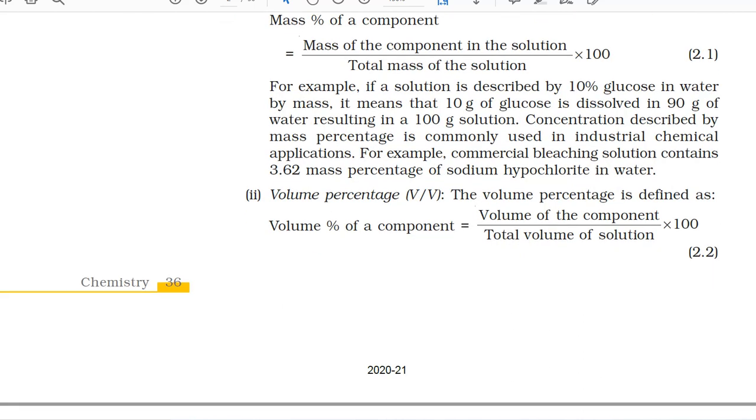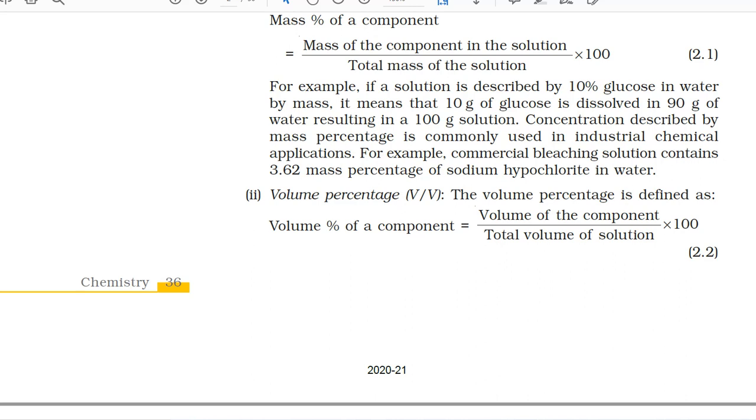For example, if a solution is described by 10% glucose in water by mass, it means that 10 gram of glucose is dissolved in 90 gram of water, resulting in a 100 gram solution. Concentration described by mass percentage is commonly used in industrial chemical applications. For example, commercial bleaching solution contains 3.62 mass percentage of sodium hypochlorite in water.